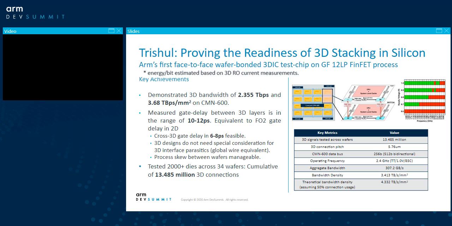And we have also tested over 334 wafers and over 2,000 die. So overall, we have tested almost 40 million 3D connections. And the operating frequency is also very encouraging: 2.4 gigahertz is attainable at a super overdrive for this CMN test chip design.